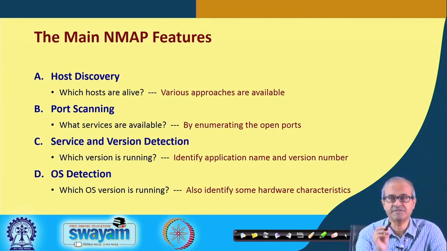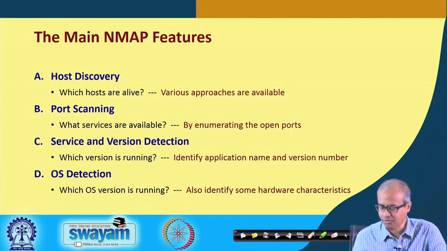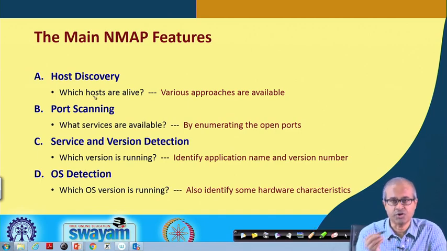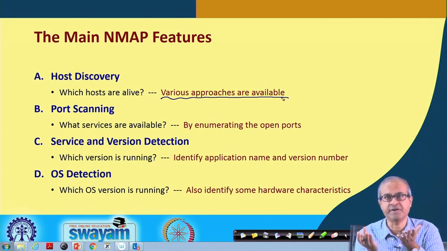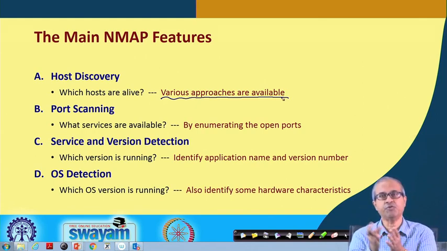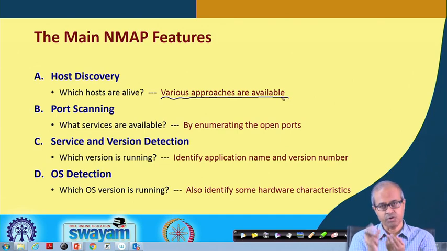Talking about the features that Nmap provides, broadly speaking, there are 4 features. First, and foremost, is host discovery. Here you are trying to find out which hosts on a network are currently alive. Here again there are various approaches you can use, some of which we shall be discussing. Next comes port scanning. After you have detected which hosts are up and running, you try to find out what services are currently running on those hosts, that means which port numbers are open.